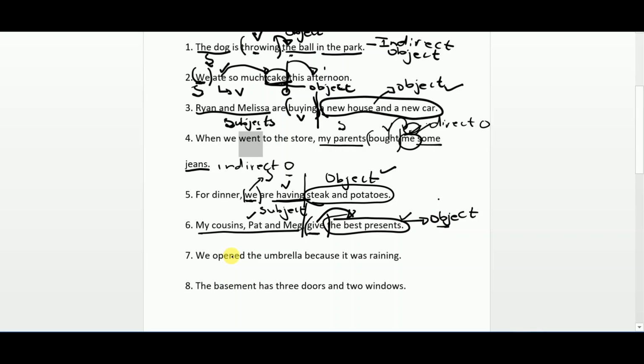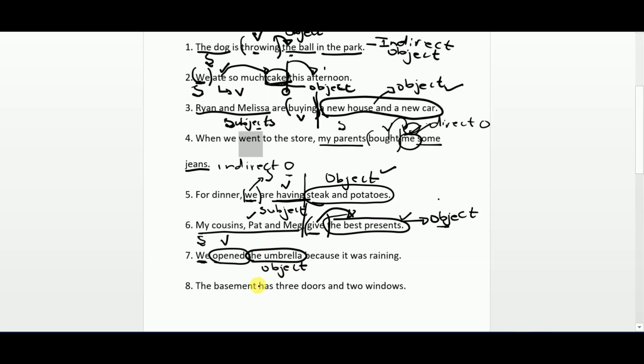And then sentence 7, we opened the umbrella because it was raining. Okay, now of course, who's performing the action here? We've got we, then the word we, which is a pronoun, becomes our subject. What did we open? Open, this is the action that we performed, is to open. This is our verb. Remember, we always pause where the verb is in order to locate the object. What did we open? The umbrella. So the umbrella becomes our object.